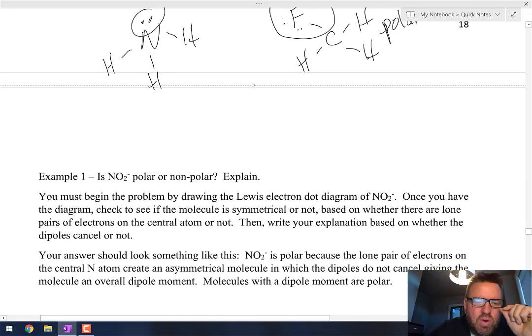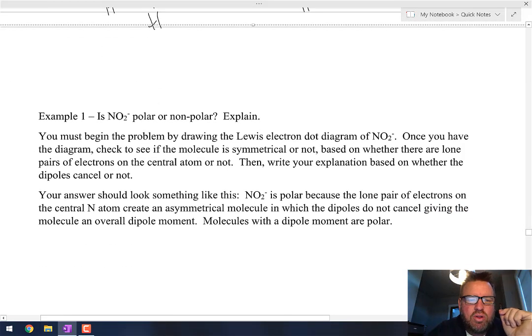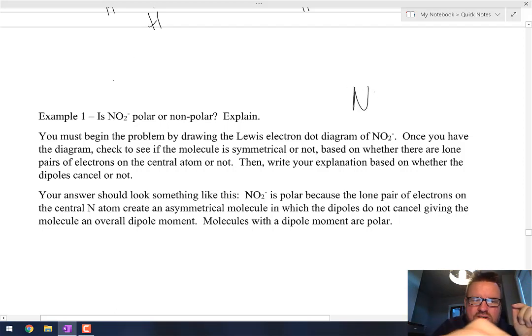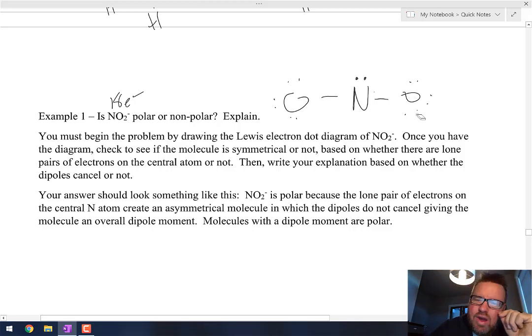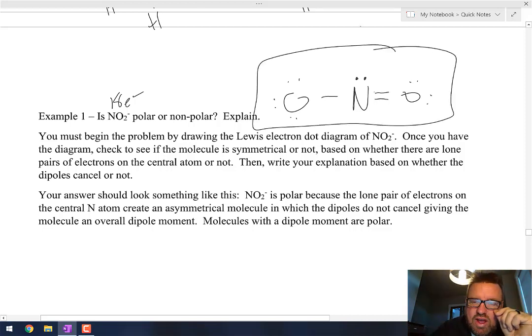Okay, so example 1, NO2 minus. Is it polar or nonpolar? Explain. The first thing we have to do is draw it. So NO2 minus, first of all, we're going to count the electrons. It has 18: 5 plus 12 plus 1 with that minus charge. So we're going to draw the Lewis electron dot diagram based on the way that we've learned it. There's 16 electrons. I have 2 left, so 17, 18. And now I'm going to take 2 electrons from one of the outer atoms and make that double bond. And that is our correct Lewis electron dot diagram.